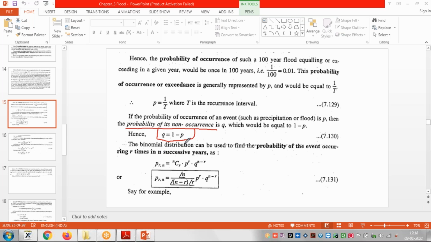Then another binomial distribution is given, the probability of the event occurring r times. For example, if I take r equal to 0 and put that value in this formula, I will get the formula. But first you should be clear that q is equal to 1 minus p, which means the probability of non-occurrence.